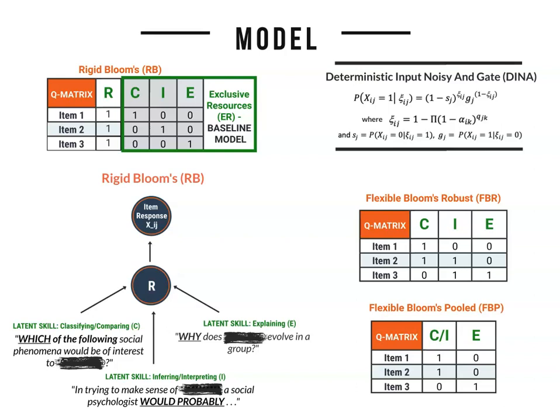These included a flexible, robust model which kept the 3 cognitive process categories distinct, but assumed I skills were present whenever E skills were, and C skills were present whenever I skills were. Also tested was a flexible Bloom's pooled model, which assumed that explaining was best modeled as distinct from the other 2 categories.